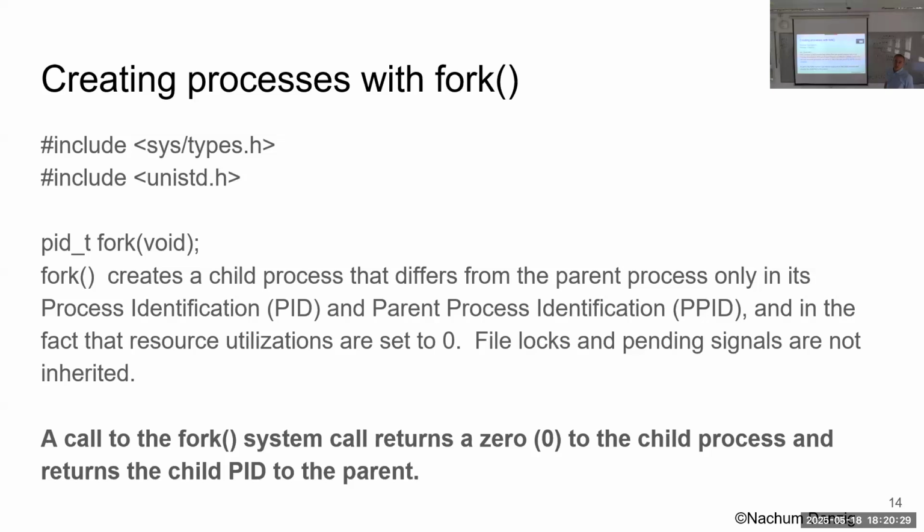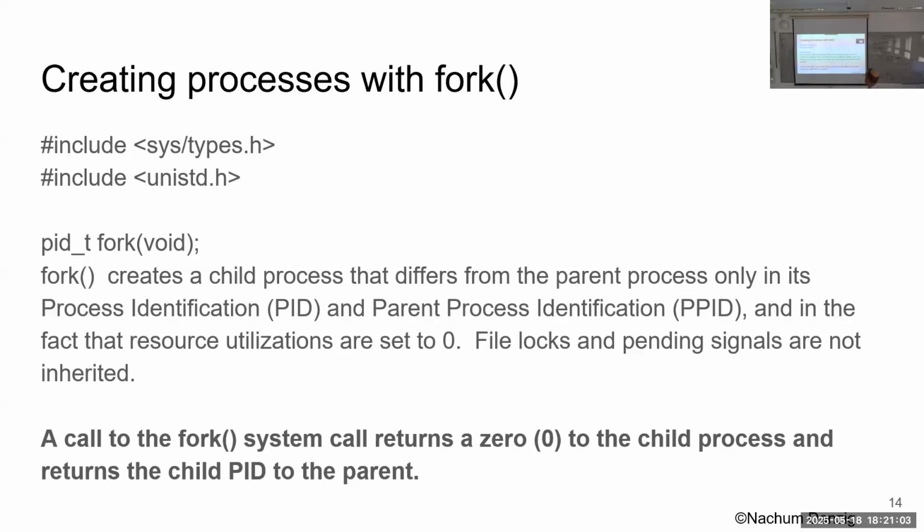The same files that were open will be open for the child. If a father opened a file and now the child is created, they'll both have access to that file. I don't have a good grasp of what exactly the utilizations are, but I never bothered to check. File locks and pending signals are not inherited. So in other words, if there's a signal that was sent to the father, and the father didn't yet receive the signal, and then he creates a child, the child won't get the signal, the father will get the signal.